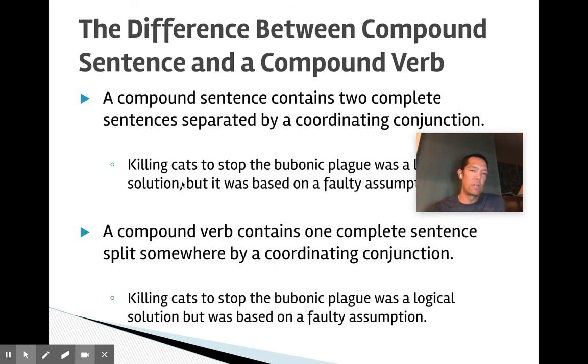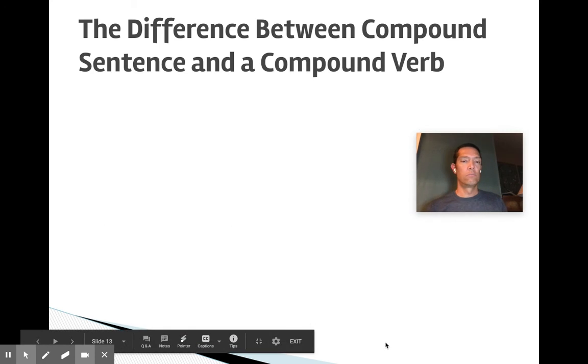You could separate it with a period and get rid of the coordinating conjunction. But for whatever reason, the writer wanted to, probably, vary the sentence structure, make it more interesting, not just have all simple sentences. So you can do that. You can combine things, but you still need to let the reader know that we have two complete sentences here. So there's a little bit of a separation. Okay.